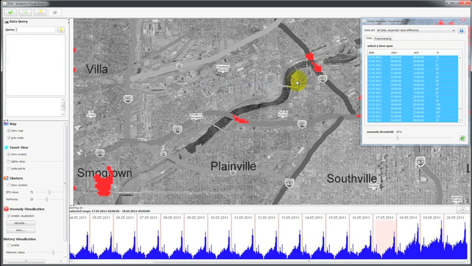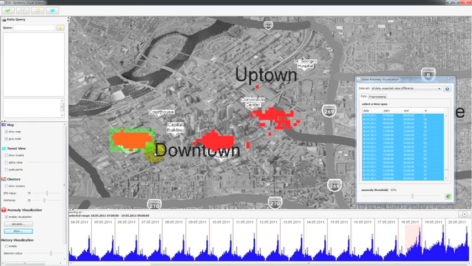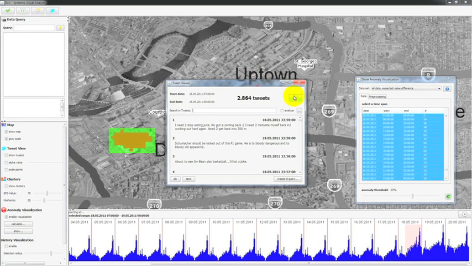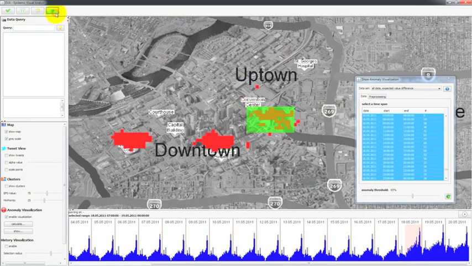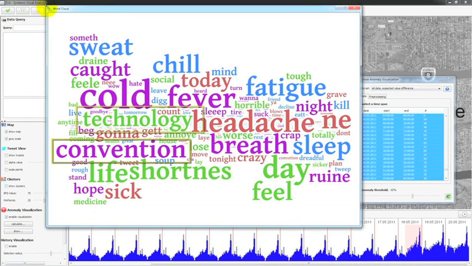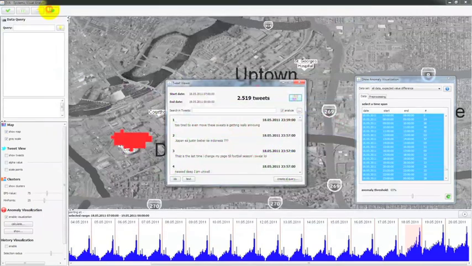We apply the same technique around the Vastopolis Dome and the convention center in downtown and uptown respectively. We find evidence that there is a basketball game in the Vastopolis Dome in downtown and a technology convention in the convention center in uptown. During these events, the air was polluted with high probability with pathogens infecting people attending the events and at the same time spreading over the air to the east.